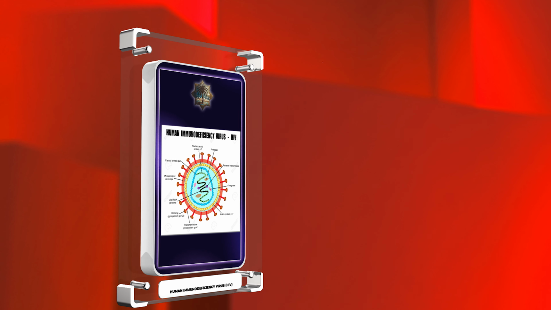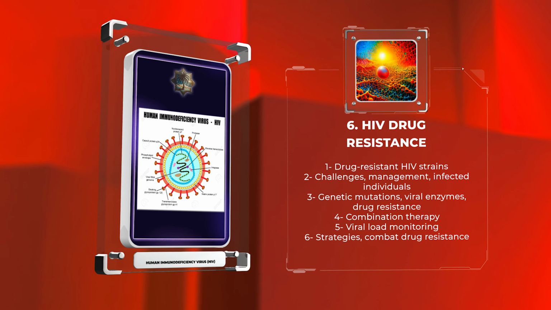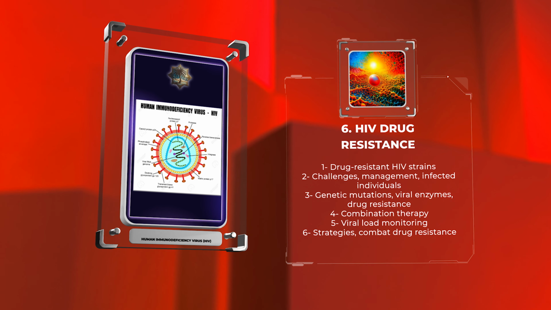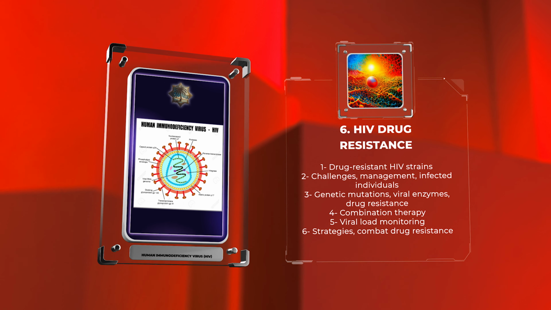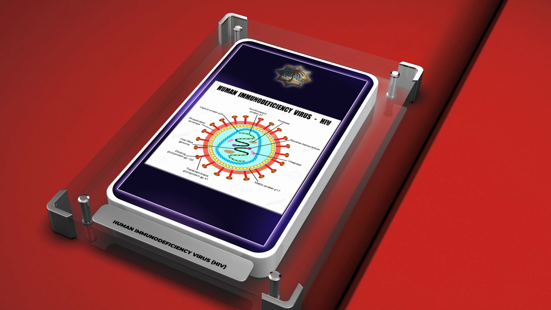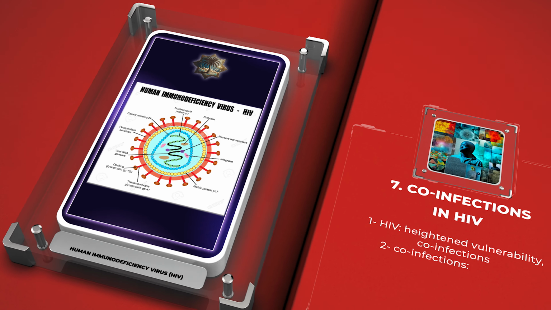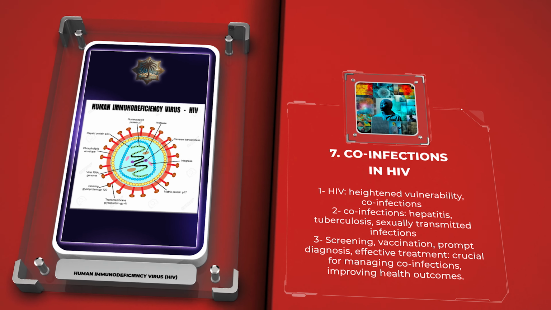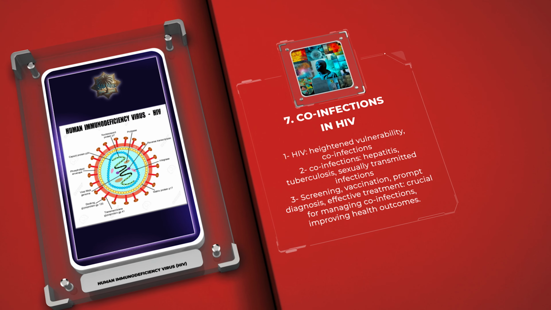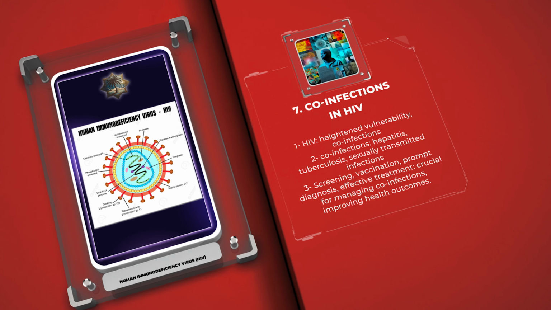Drug-resistant HIV strains pose challenges to the management of infected individuals. Genetic mutations in viral enzymes can confer resistance to antiretroviral drugs. Combination therapy and viral load monitoring are important strategies to combat drug resistance. Individuals with HIV face heightened vulnerability to co-infections, such as hepatitis, tuberculosis, and sexually transmitted infections. Screening, vaccination, prompt diagnosis, and effective treatment are crucial for managing these co-infections and improving overall health outcomes.